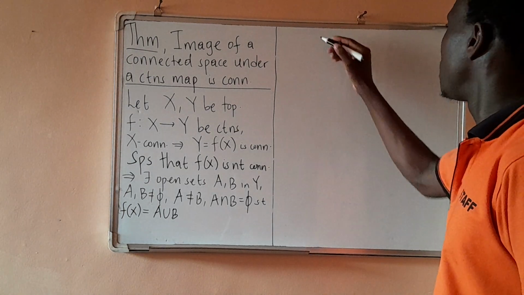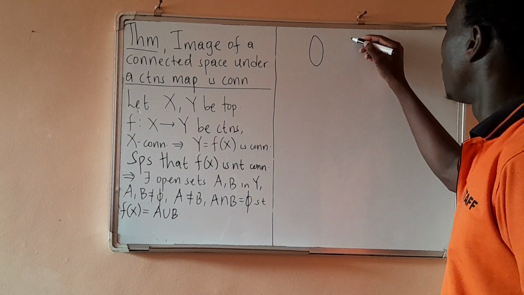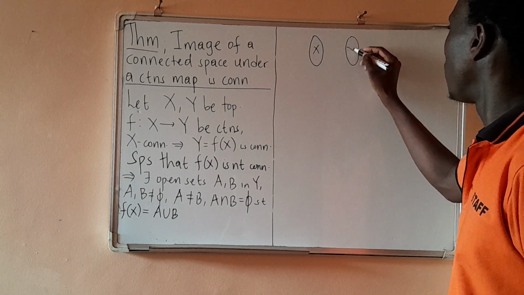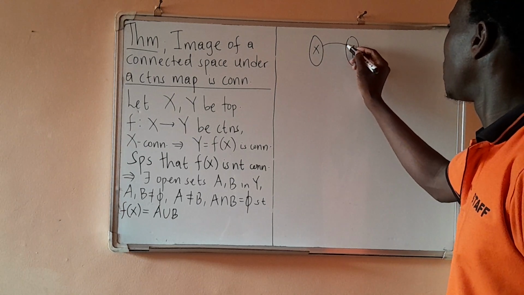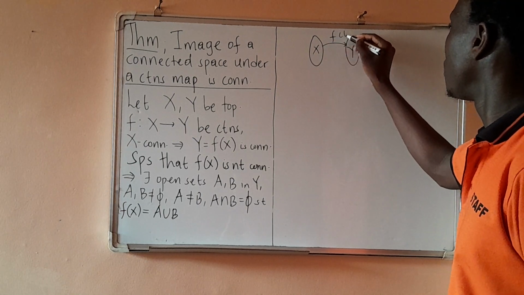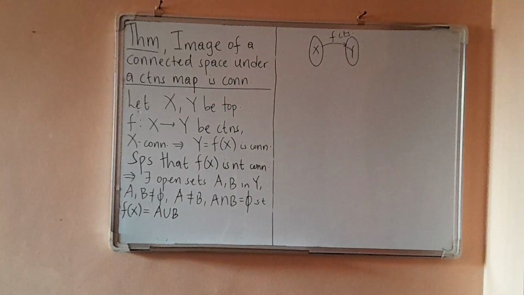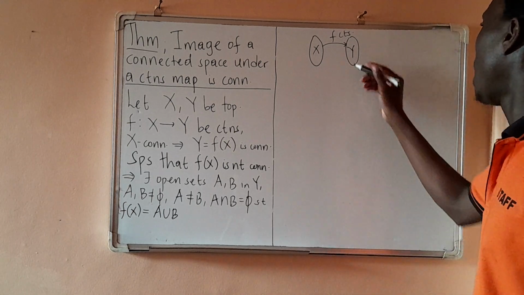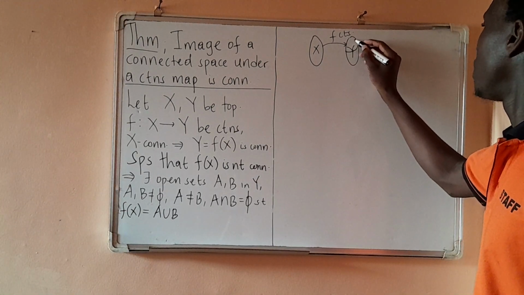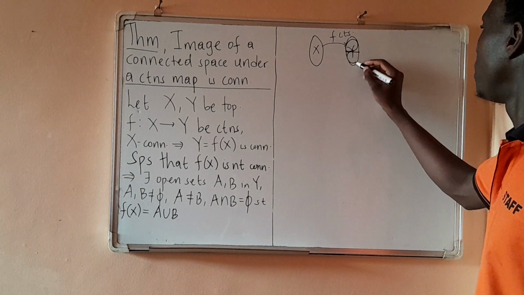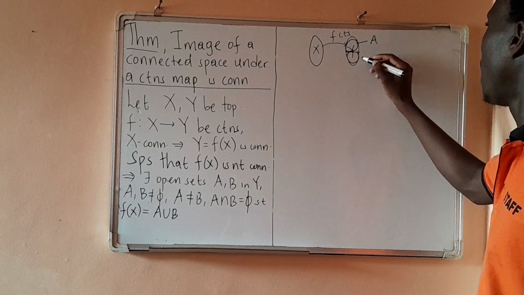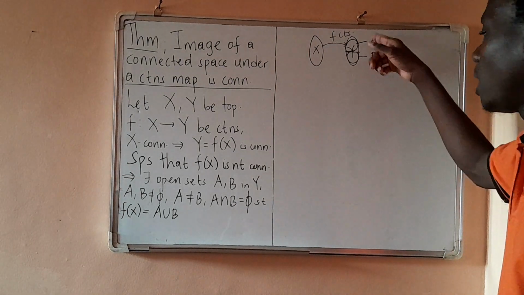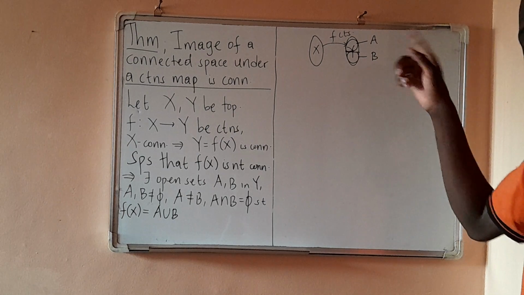F is continuous. So this is what we have: X is connected, and this is Y. We want to show that Y is connected. We have F continuous. We have assumed to the contrary that F of X, which is Y, is not connected. As in, we have a separation of this Y. Y is separated by two sets A and B. So there are open sets here in Y, and F is continuous.